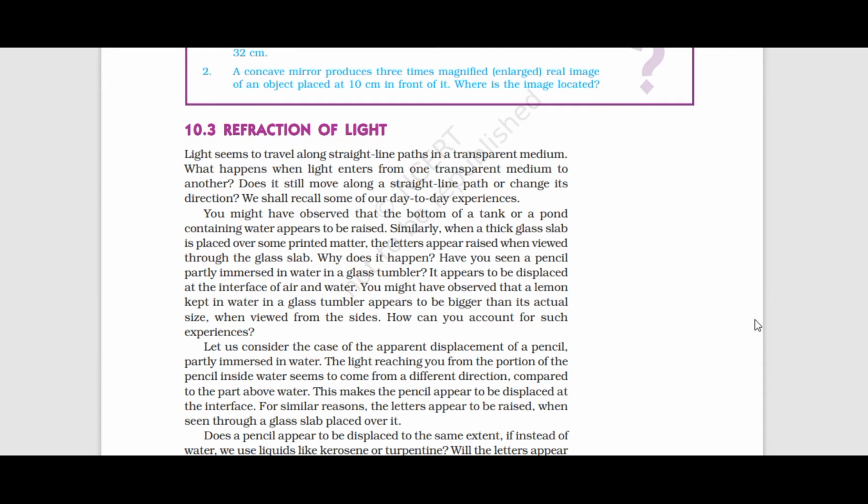Hello everyone. In this video we are going to see refraction and refractive index. You are very well aware of the topic refraction, and there are very important points to remember under refraction that I am going to share now.